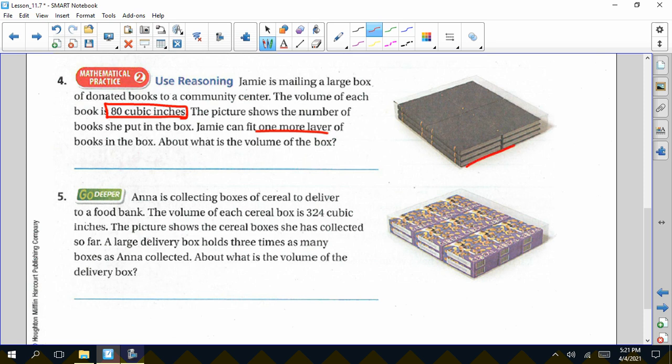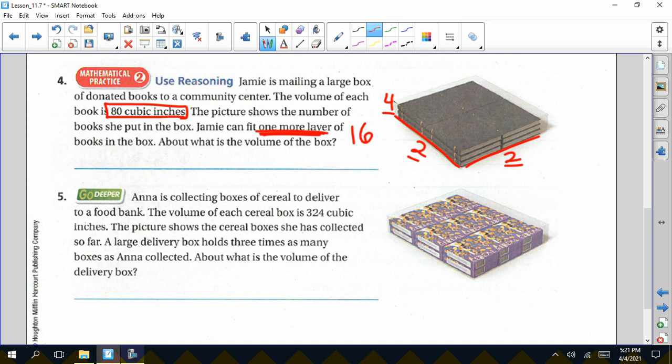Well, there are 2 books across and 2 books wide here. And for the height, there are 3 books right now, plus the extra row that they said she was going to put in. So that's going to give us 4 rows tall. If we multiply 2 times 2 times 4, we're going to get 16.